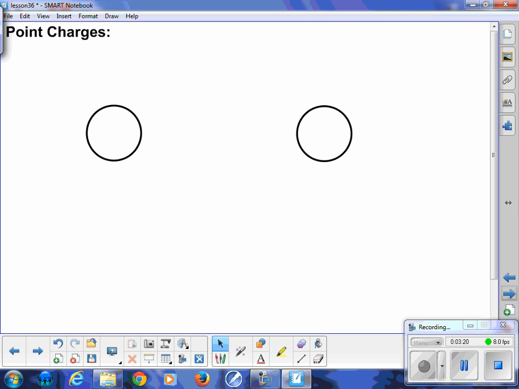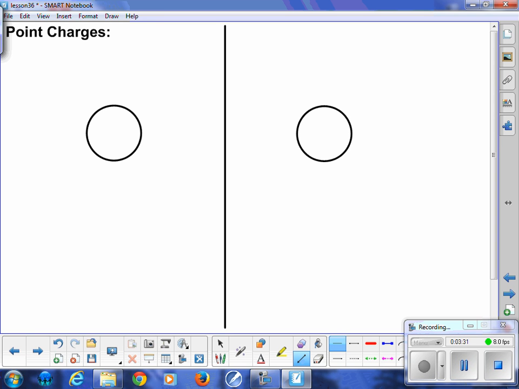So let's talk about point charges for a second here. So I'm going to start putting some stuff. These are actually separated, all right? These 2 points, it's actually 2 separate examples. So just sketch a line down the middle if you don't have one already. So what does a positively charged particle look like?